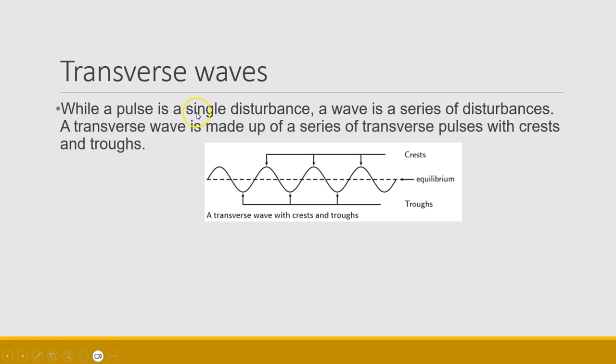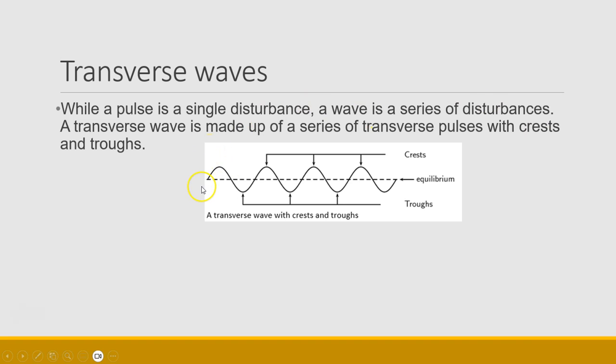Now, we learned that a pulse is a single disturbance that moves through a medium. A wave, on the other hand, is a series of disturbances. So a transverse wave is made up of a series of transverse pulses. And remember that a pulse either has a moving crest or a moving trough, but a wave, a transverse wave in particular, will have crests and troughs moving through the medium.